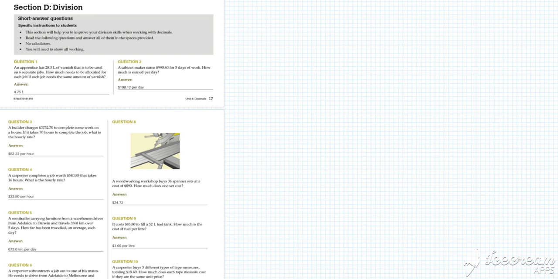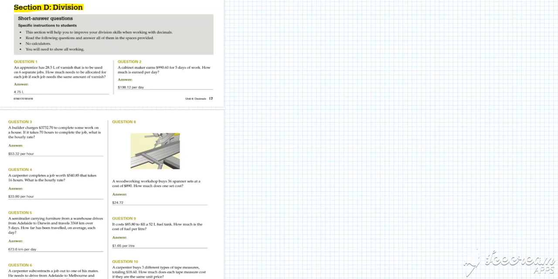Okay, so we're on Unit 6, division with decimals. Now, if you've forgotten how to do decimals, please go back to Unit 5 where we did decimals and have a look back at those questions, give them a go so that you can feel comfortable working on this section.